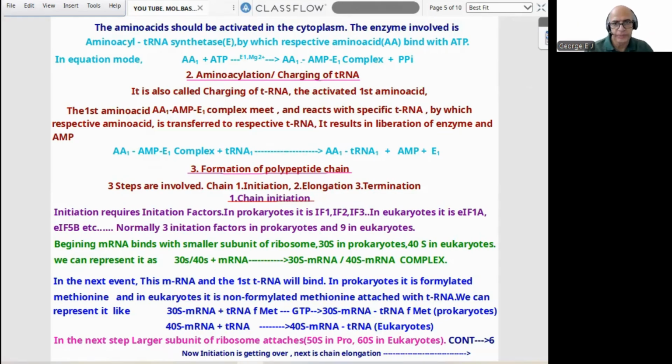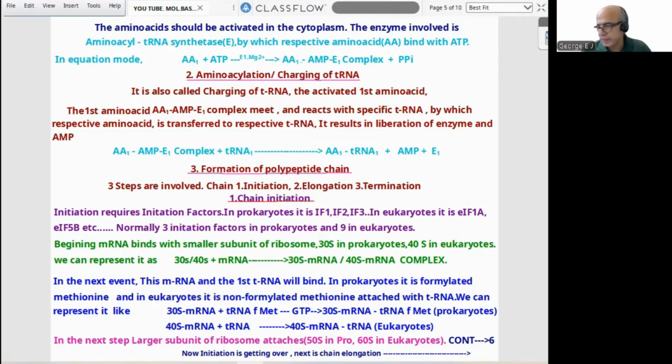The activated first amino acid: that is charging of transfer RNA. So the first amino acid, the A1-AMP-E1 complex, meets and reacts with the specific tRNA, because the tRNA has to take it, by which the respective amino acid is transferred to the respective tRNA. So correspondingly, the tRNA will be coming, taking this chemical. After attachment, it results in liberation of the enzyme and AMP. Energy will be consumed. That is aminoacylation or charging of transfer RNA. I think the second step is clear: aminoacylation, charging of tRNA.